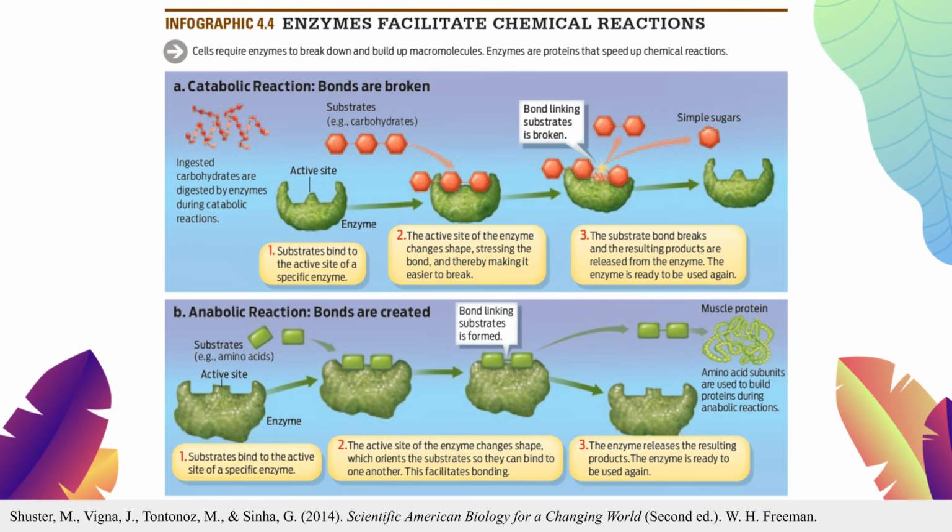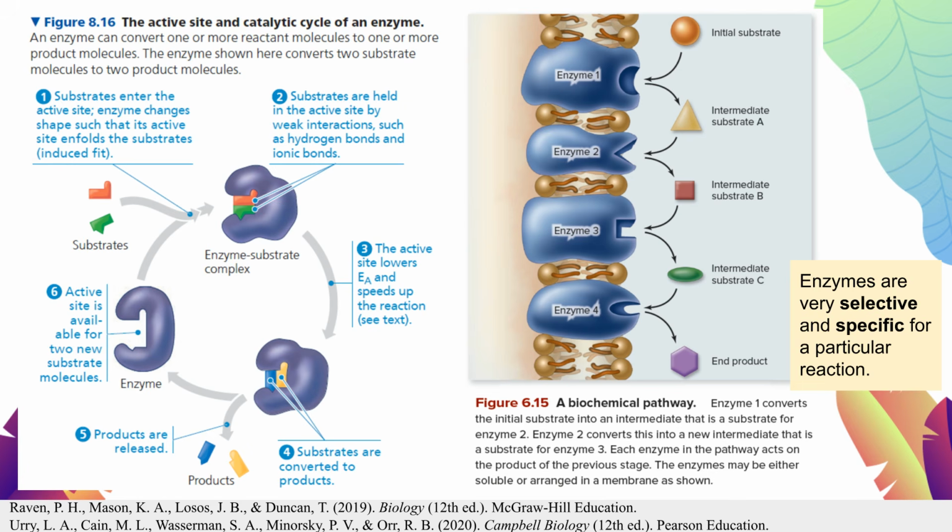The lock and key model explains enzyme specificity. The substrate fits precisely into the enzyme's active site. Only the correct substrate can bind to a specific enzyme. This selectivity prevents unwanted reactions. This diagram illustrates how enzymes interact with substrates. Notice how the active site holds the substrate during the reaction.